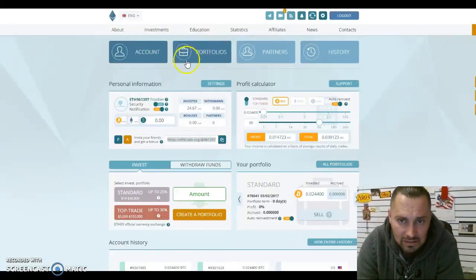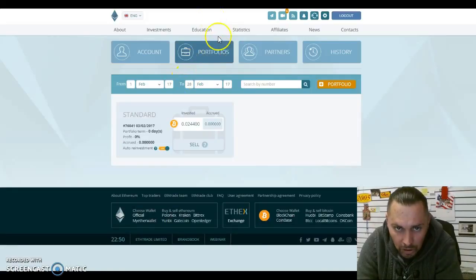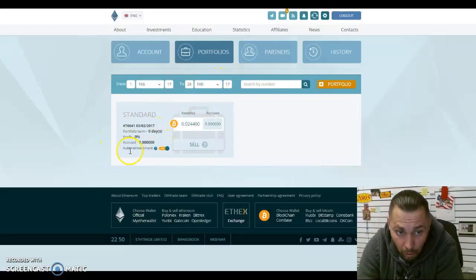All right. So, listen, everything is here. All the information that you want is here. Once you click on portfolios, this will show you all the investments that you got. Like I said, this is my first time putting money in here, so I only have one. And as you can see, the auto reinvest is on. That's optional. You could leave it on or off, but I leave it on.